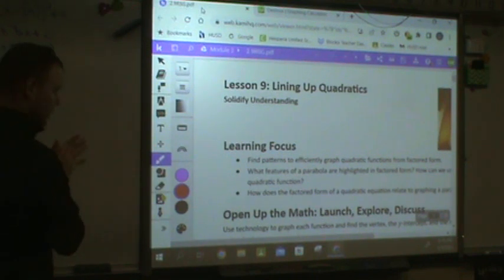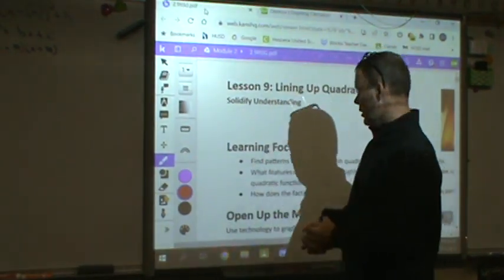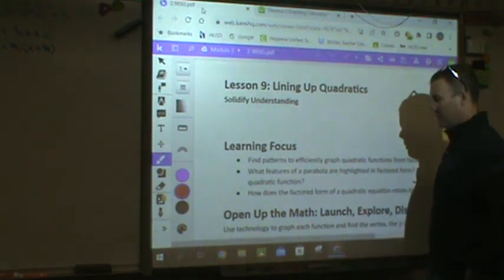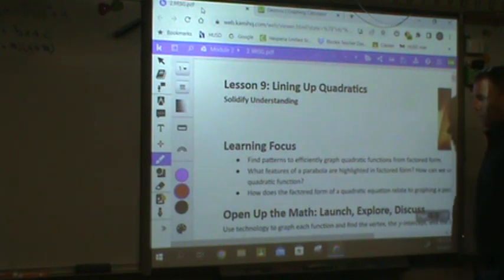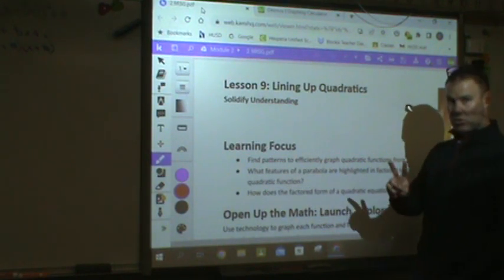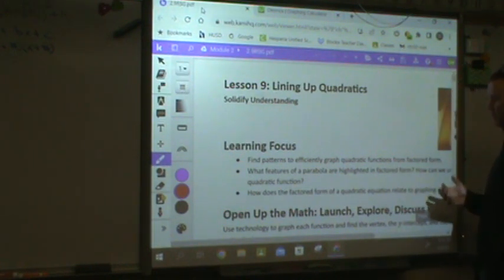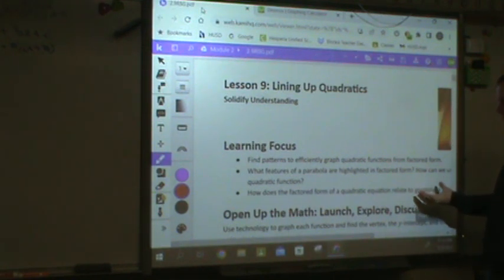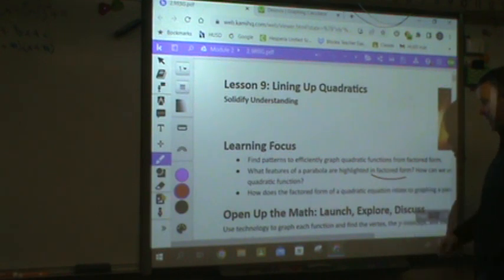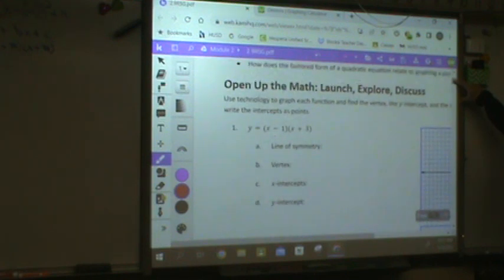2.9, we're gonna put it all together. Basically what we're gonna do is utilize technology to figure some stuff out, because it says use technology. So we're gonna make it easy. This is a two-part video again. First part's gonna be really easy. We're gonna find patterns to be able to graph things efficiently. We wanna highlight features of the graph from different forms, specifically in this section, factored form, and how it relates to the graph. So let's dive right on into it.